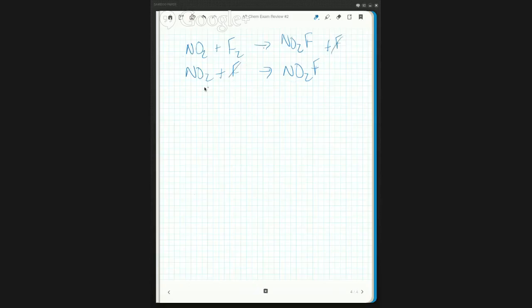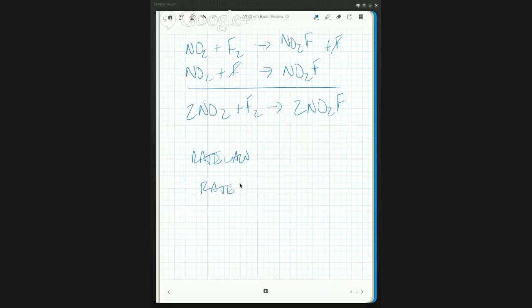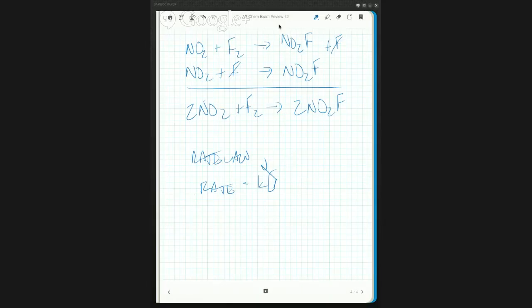And these F's kind of cancel out if you're looking at it first step, second step. So really it comes out to 2NO2 plus F2 yields 2NO2F. So the rate law, just write down below, rate is equal to k[NO2] squared, because there's a 2 in front of it, [F2].